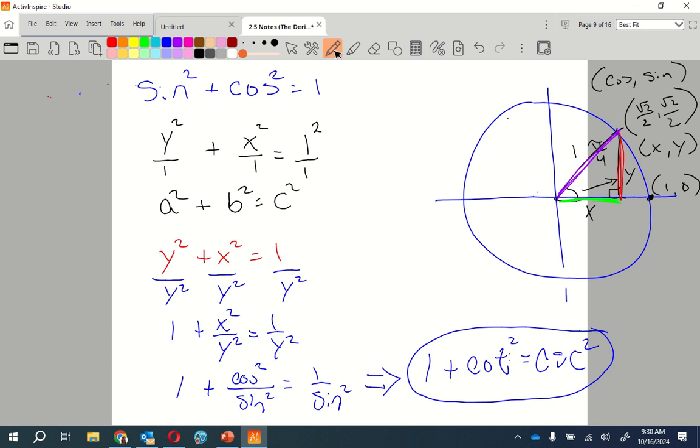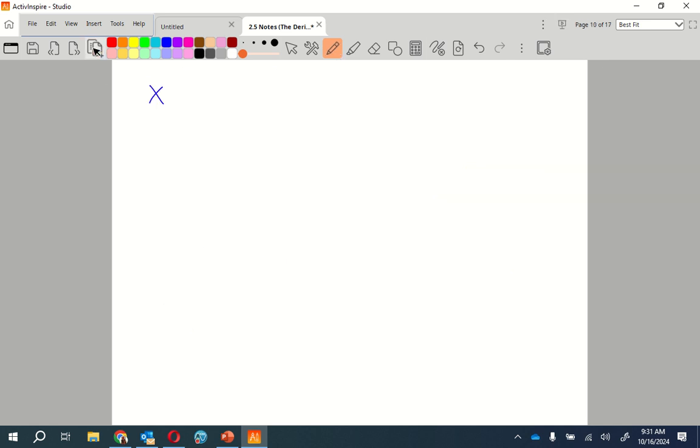There's a bunch of these too. And so to get another identity, what can I do instead of dividing by y squared? Divide both sides by x squared. So I'm going to take my information. I have x squared plus y squared equals 1. Divide everything by x squared.